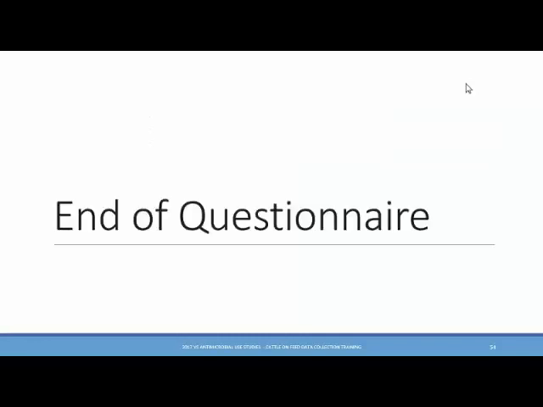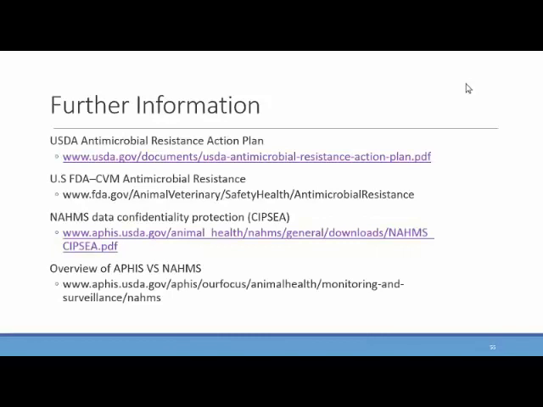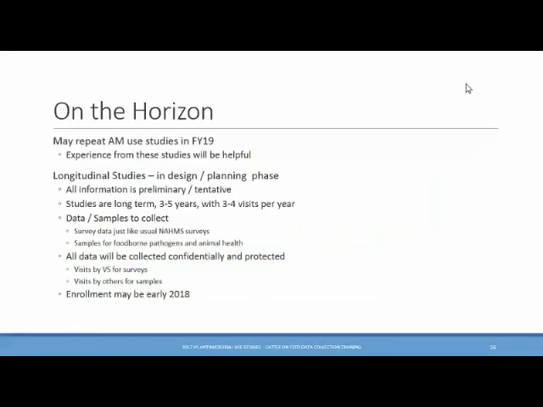Okay, so this is the end of the questionnaire, and we still have time for further questions, if anyone has any. I do have in the slides places you can go for further information, and just on the horizon, I do want to talk a little bit about what we might be doing with these studies. We might be repeating these studies in FY19. We don't have funding and plans to do this in FY18, so we've been talking about doing these in FY19 again, every 2 years.